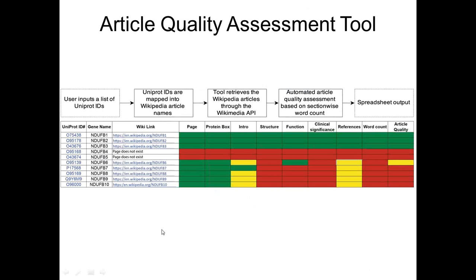So the article quality assessment tool was developed again to automatically evaluate GeneWiki pages to determine the word count of the sections within. Basically, the user inputs a list of Uniprot IDs, which are then mapped to the corresponding Wikipedia page by the GeneWiki portal mapping service. And then the tool retrieves articles through the Wikimedia API and determines the word count in each section of the article, including introduction, structure, function, clinical significance, and interactions. And then the word count of each section is normalized to provide basically a score that's ranging from missing to complete. And then this is presented in a user-friendly spreadsheet for the user.